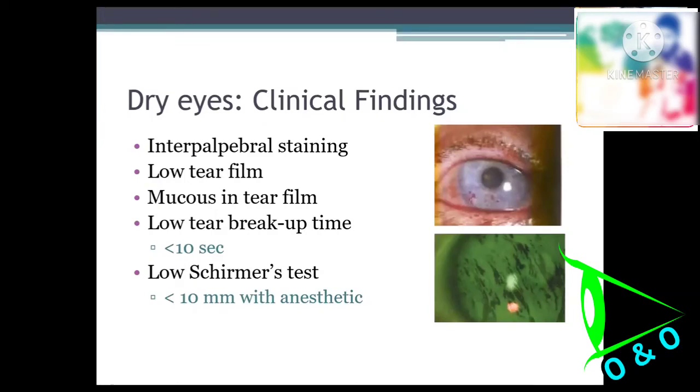The Schirmer's test is where you put little strips of filter paper hanging off the eyelids, and you measure how much of the filter paper gets soaked with the patient's own tears over a 5-minute period. So if 5 minutes pass with anesthetic in their eyes and they're soaking less than 10 millimeters on the filter paper, then that is an abnormal test.